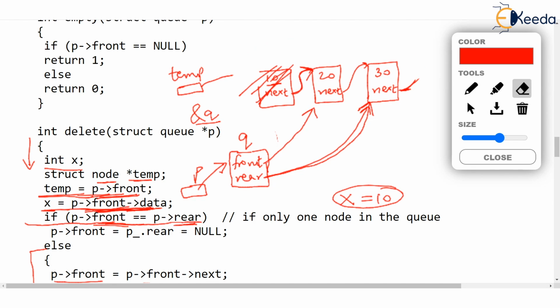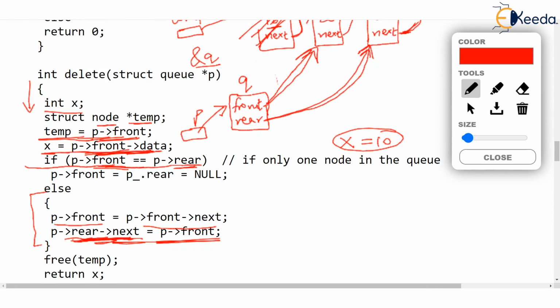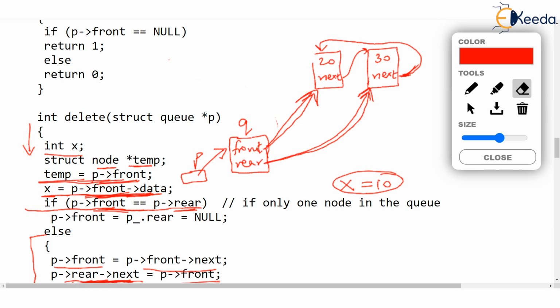That has been done in the second statement of the else. The second statement of the else says rear arrow next. That means the last node's next should point wherever front is pointing. Note that front is pointing at 20. So rear arrow next will now point at 20. Great, isn't it? And then what's remaining? Free temp. You know, temp points at 10. So we are freeing this. Freeing this means we are returning this memory back to the operating system. So this is the fresh queue that we are having with front pointing at 20, rear pointing at 30, and 30's next pointing back to 20.